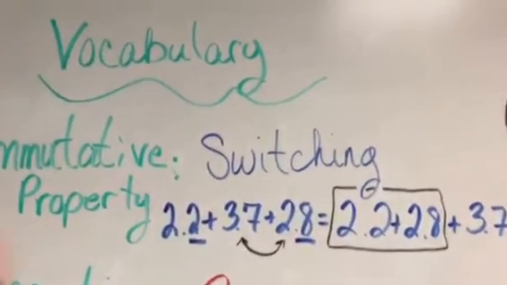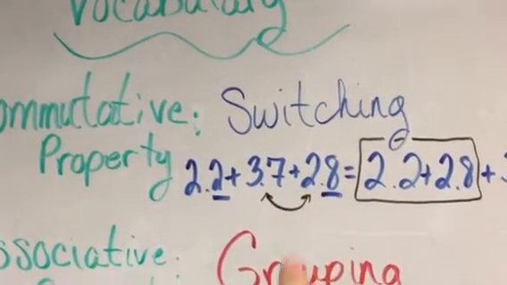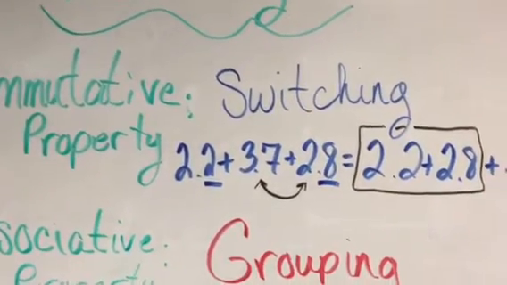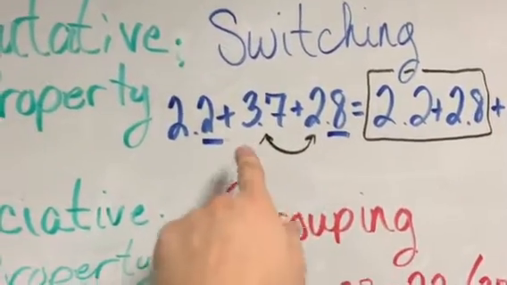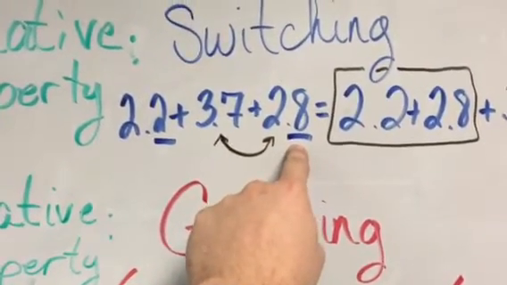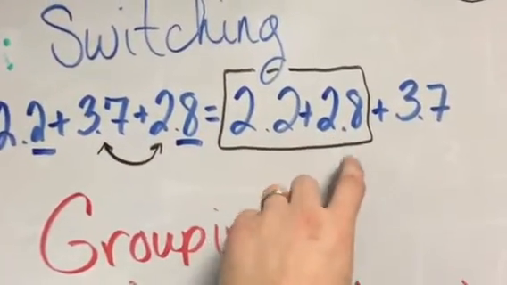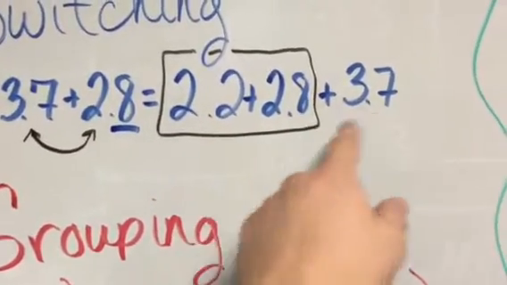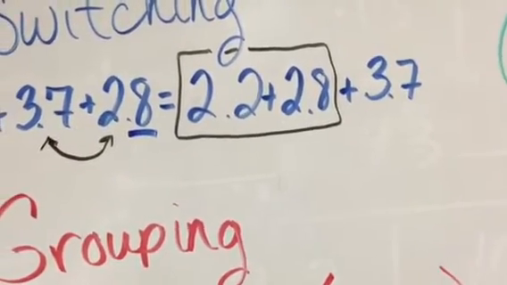Let me show you why. If we have 2.2 plus 3.7 plus 2.8, the commutative property of addition tells me that I can switch those numbers around to make it work for me. So what I did is I switched these two around, because I saw that this was 0.2 and this is 0.8, and I know those are compatible. They work really well together. So I added those two together first, and 2.2 plus 2.8 gave me 5. And then 5 plus 3.7, I just take 5 plus 3 is 8 and add the 0.7. It makes it a lot easier to do the commutative property.